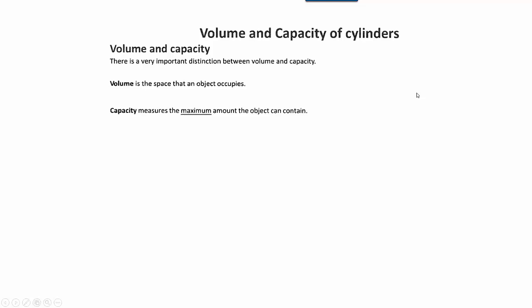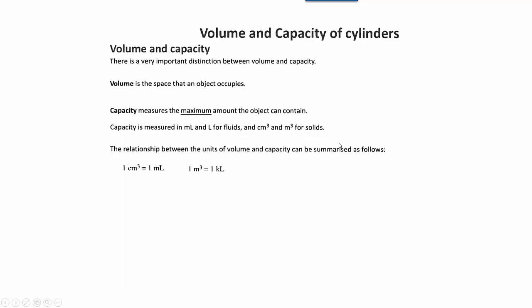The capacity, though, measures the maximum amount the object can hold. Like if you filled it up with water or sand or anything like that, that's what we mean by the capacity. What's its effective capacity, how much material it can hold. For fluids, we measure in milliliters and liters, and for solids like gravel and sand, cubic centimeters or cubic meters. Like say for concrete, it's always capacities in cubic meters.